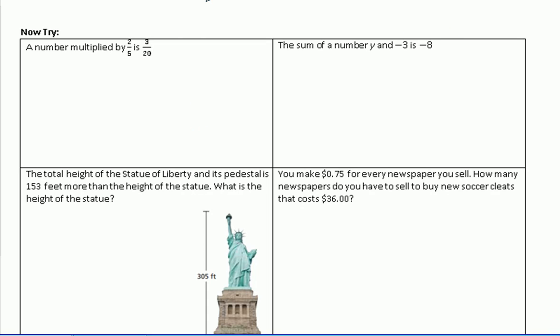Okay. So if you're ready to come back, we're ready to start. I'm going to start with the easier ones first. A number multiplied by, clue word right there, 2/5 is 3 over 20.